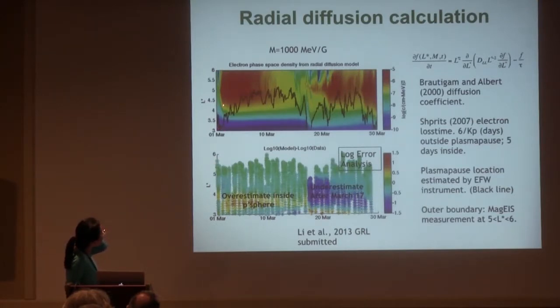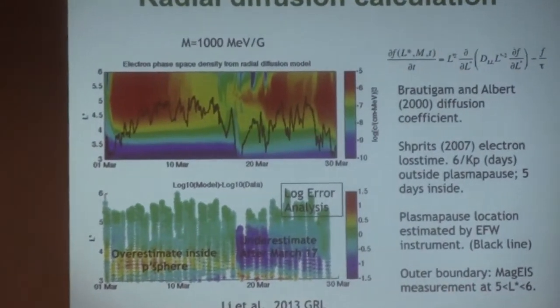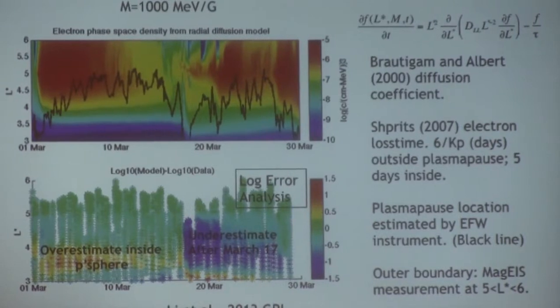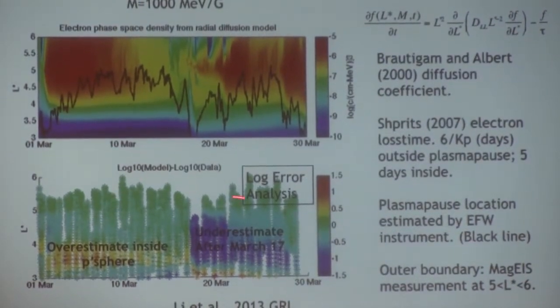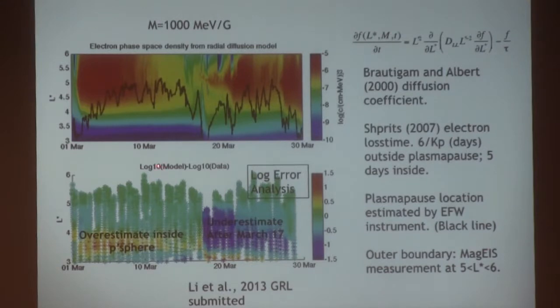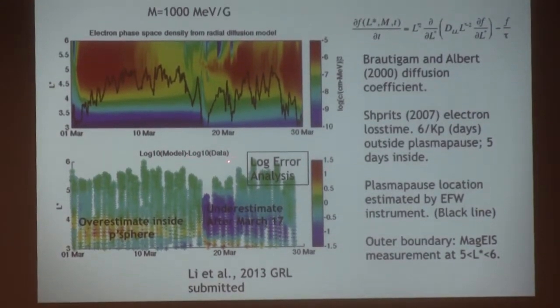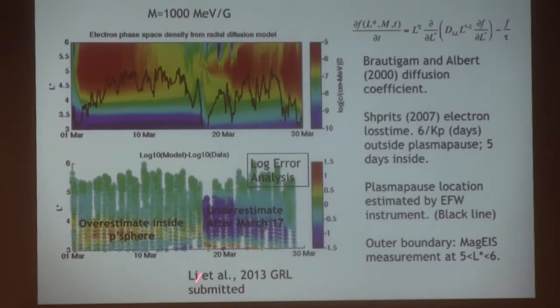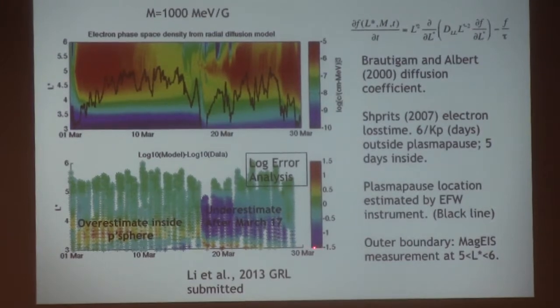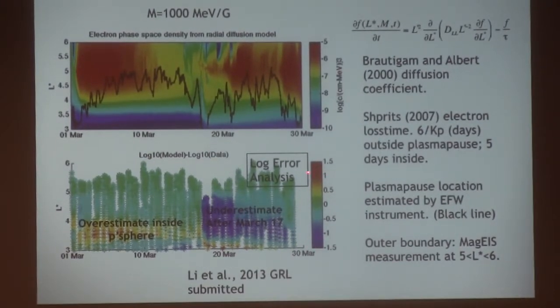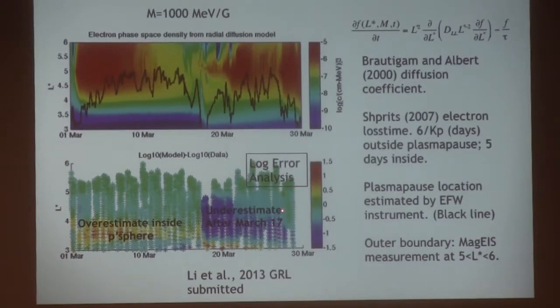So in this plot, you can see that our model reproduced the enhancements on March the 1st, March the 18th, March the 21st, and March the 28th. And we did an error analysis. This panel plots the log 10 of the model minus log 10 of the data. When it's blue, it means the model underestimated the PSD, when it's red, it means the model overestimated the PSD, and when it's green, it means the model does a good job.